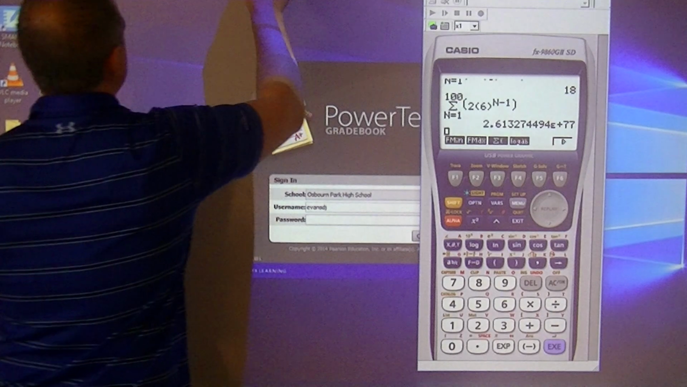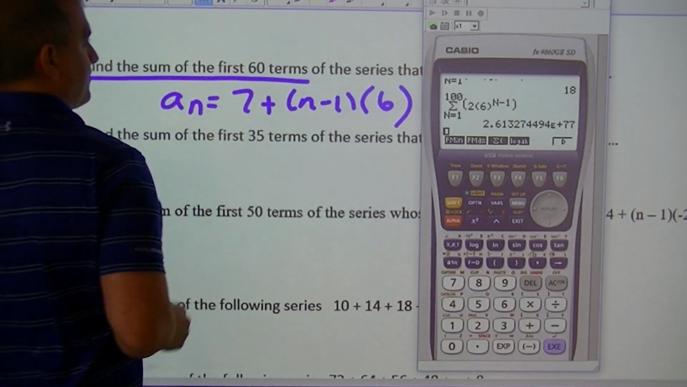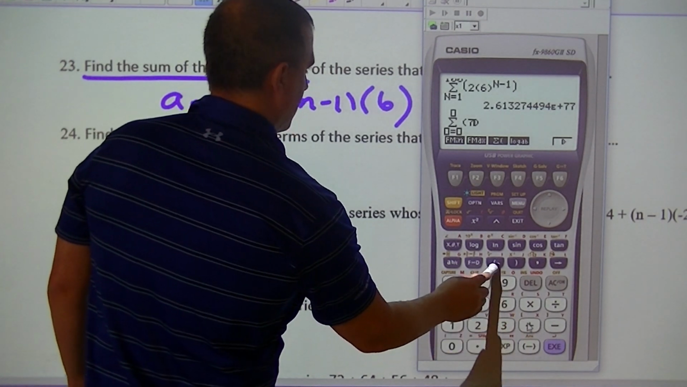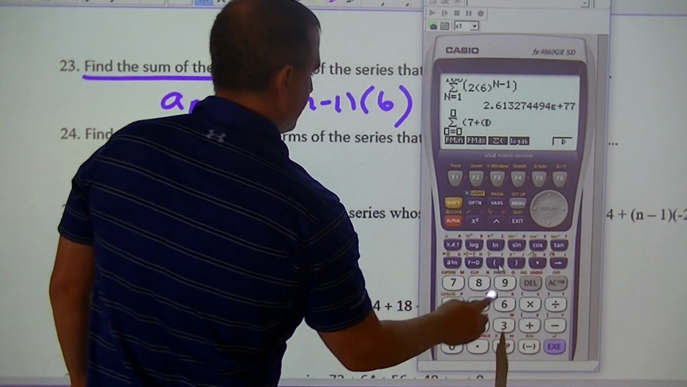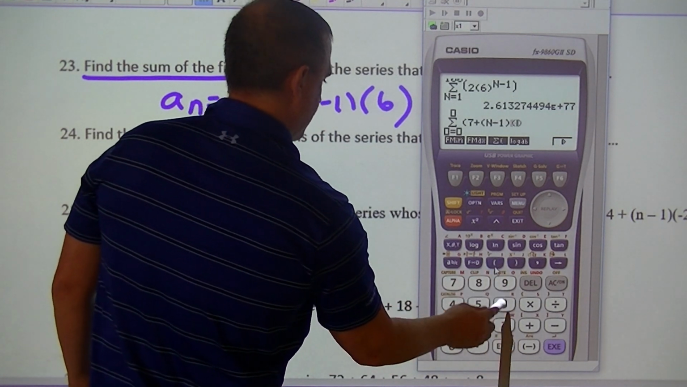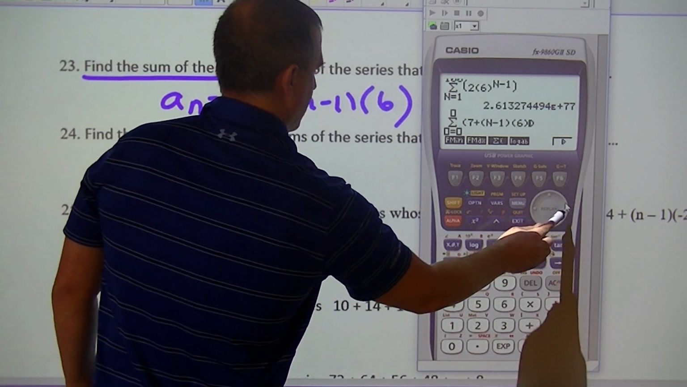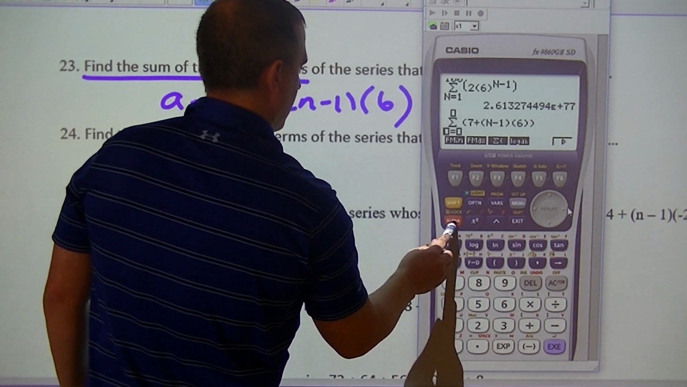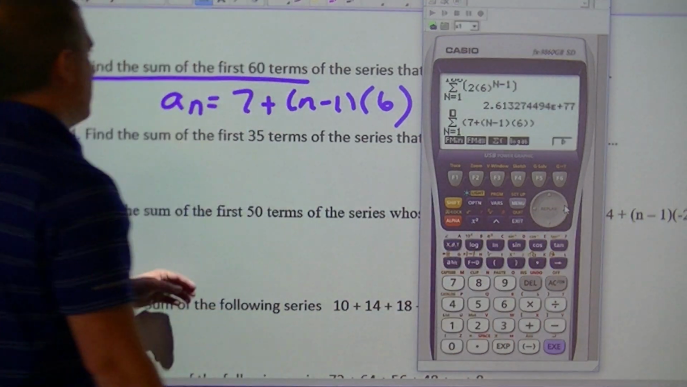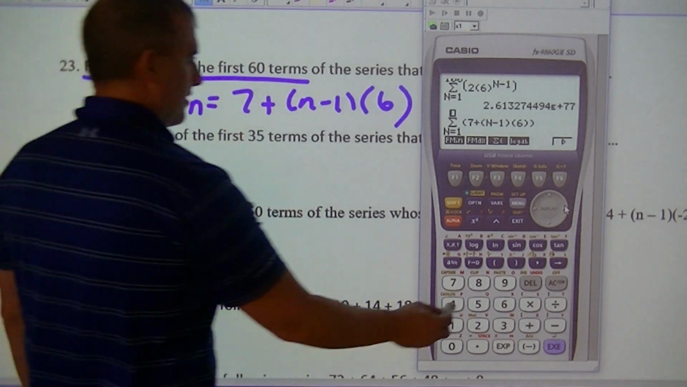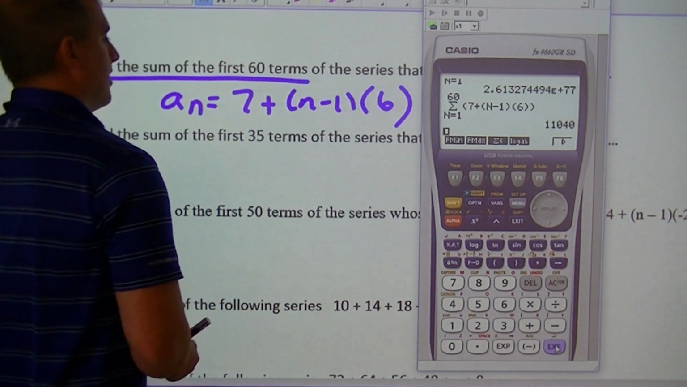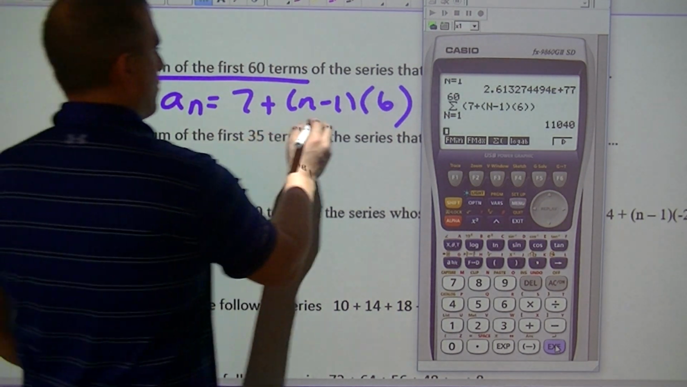So here, 7 plus parentheses alpha n minus 1, 6. Alpha n, 1. 60 terms. So that's going to be 11040.